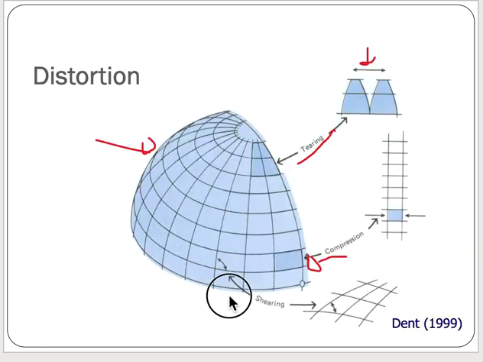And also we could see that there is shearing involved when we are trying to make a 3D surface onto a 2D surface, making it into a 2D surface.